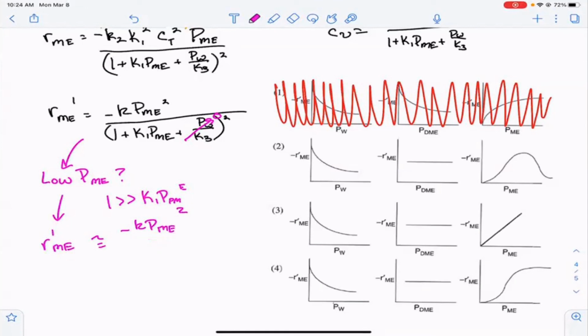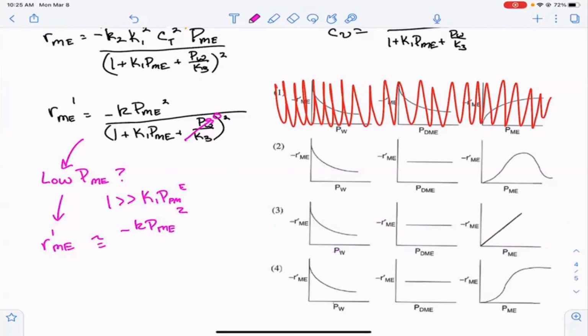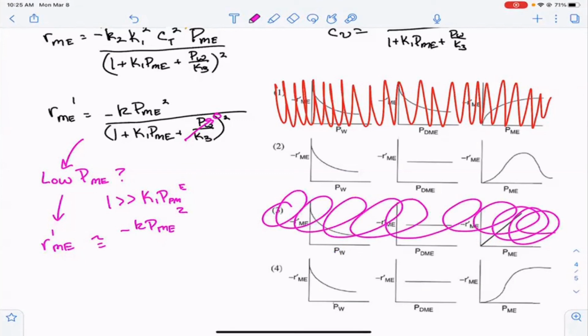And so we have a quadratic dependence for how our reaction will respond to the pressure of ME. And because we know that it's quadratic, we know that 3 is not going to work, right? Because it showed a linear dependence. All right, so now we've said that 1 won't work, that 3 won't work. So what is the distinguishing factor here between 2 and 4?